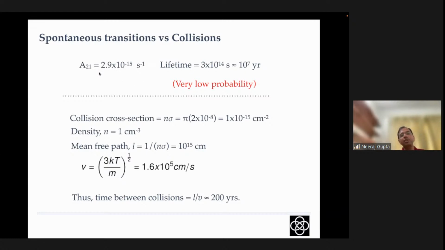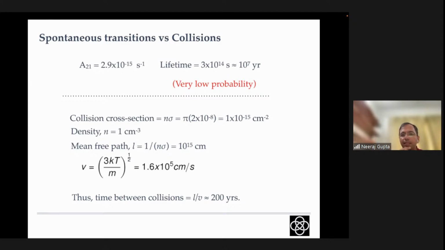So if I take the 21 centimeter line, Einstein's A coefficient for this is actually 2.9 × 10^-15 per second, right? That's the kind of transition probability that it has. And the reciprocal of this is simply the lifetime of the state. If I convert this, it turns out to be 10^7 years. Now you have been attending lots of lectures, and you will find that even for astrophysics, 10^7 years is a very, very long time.